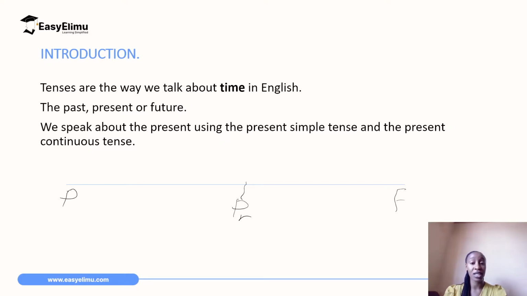So we use tenses to clarify what we are talking about. Are we talking about the past? Are we talking about the present? Or are we talking about the future? In this class, we are only focusing on the simple present tense. So we are talking about now.